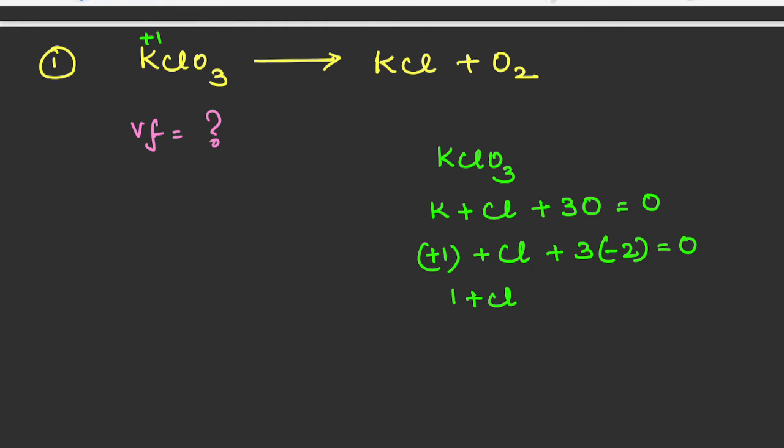So 1 plus chlorine minus 6 is equal to 0. Chlorine minus 6 plus 1 will be minus 5, is equal to 0. Chlorine is equal to +5. So this is the oxidation state on chlorine. On chlorine it is +5, and oxygen it is -2. And here again potassium +1, chlorine -1, and O2 oxygen. You know that in the elemental state the oxidation state will be 0. So this is the first step: find the oxidation state on each element.